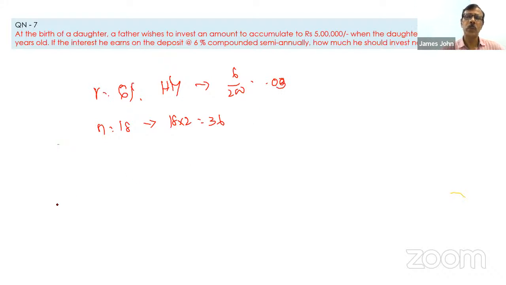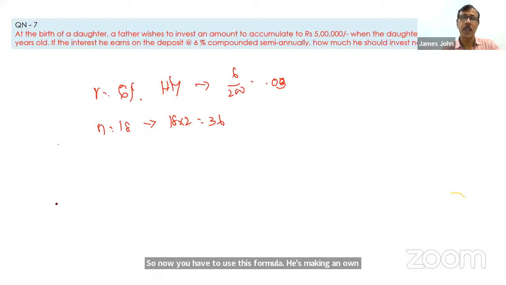So now which formula do you have to use? He is making a one-time payment. He wants 5 lakh at the end. So how much does he have to pay?